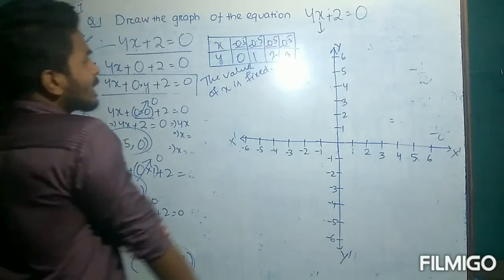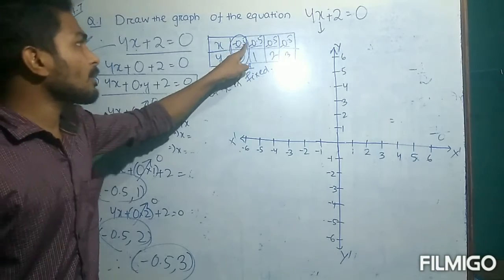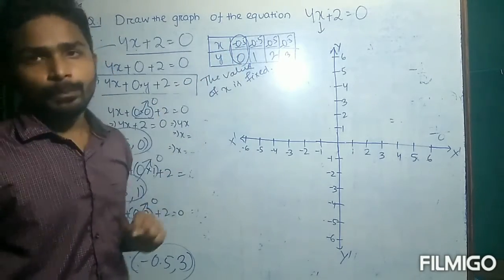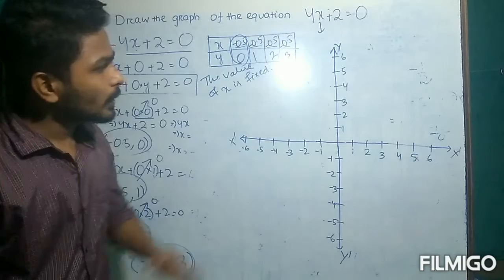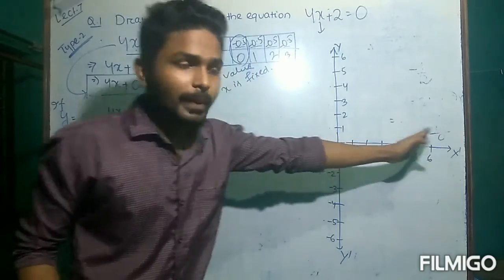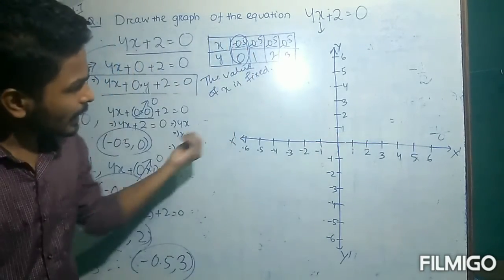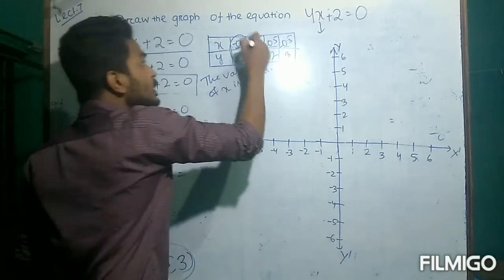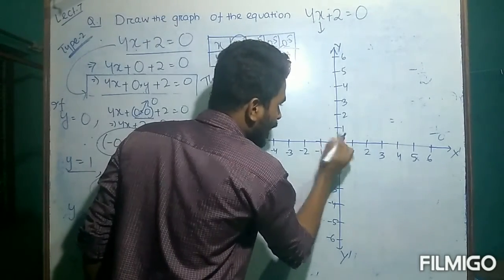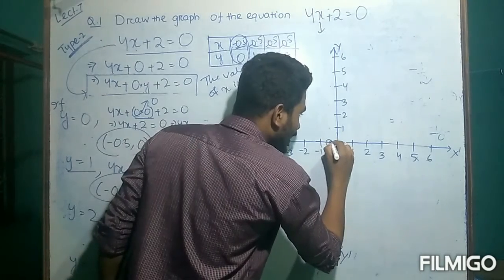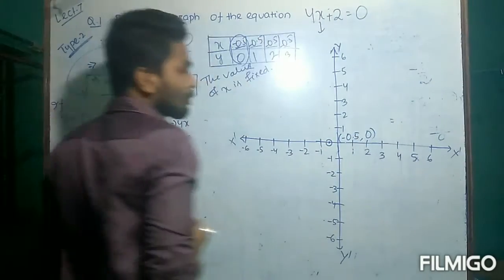Okay, so the first solution or the first point is minus 0.5, 0. Here the y coordinate is 0. That means this point lies on the x-axis. But whether in the positive direction of x or in the negative direction of x, see it is a minus sign. So it is towards the negative direction of x. And you have to move 0.5 units. 0.5 means half of 1. This is the half of 1. So this point represents minus 0.5, 0.